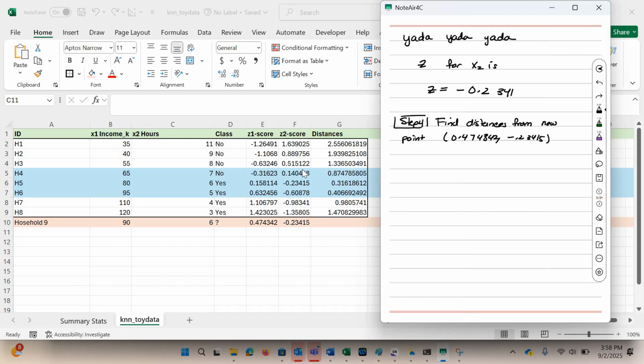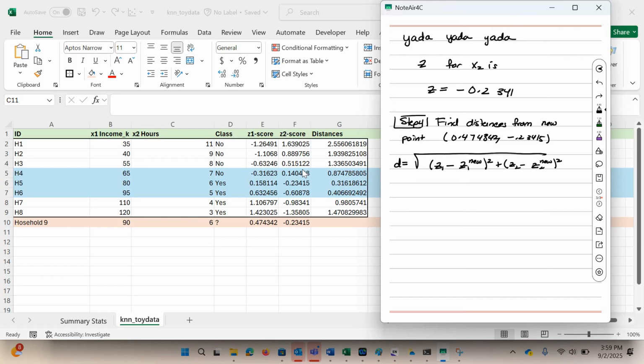So D would be the square root of the first, I'm going to call it Z1 because it came from the first column, minus Z1 new, squared, and then Z2 minus Z2 new, squared. Remember that formula from high school? Grade school? Where do you learn this now? They're pushing it earlier and earlier. Middle school. So yeah, I learned this in high school.